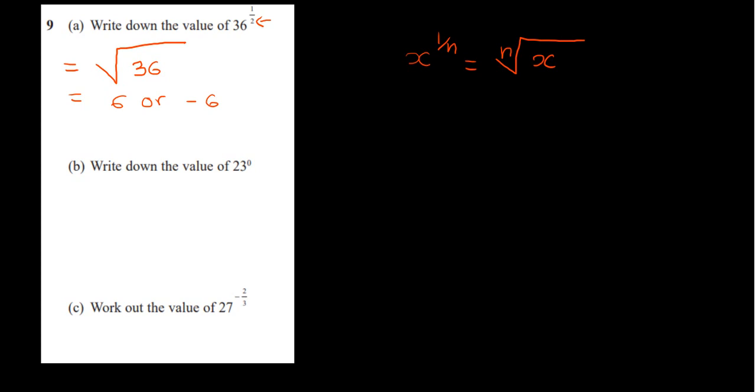Write down the value of 23 to the power 0. Anything to the power 0 is 1, because that is that number divided by itself.